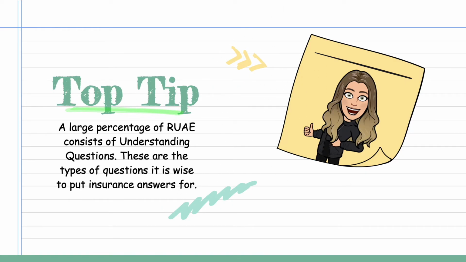Please remember that in RUAE, you need to understand what you're reading before you analyse or evaluate, which is why understanding is such a large percentage of your exam, especially when it's talking about summarising or identifying. These are the types of questions that you should put insurance answers for, mostly because they'll probably be the more largely marked questions. For example, they won't be 2 marks like an analysis question, they'll be 6. So please, if you do have time, remember insurance answers will definitely help, just in case you do forget to paraphrase certain words.